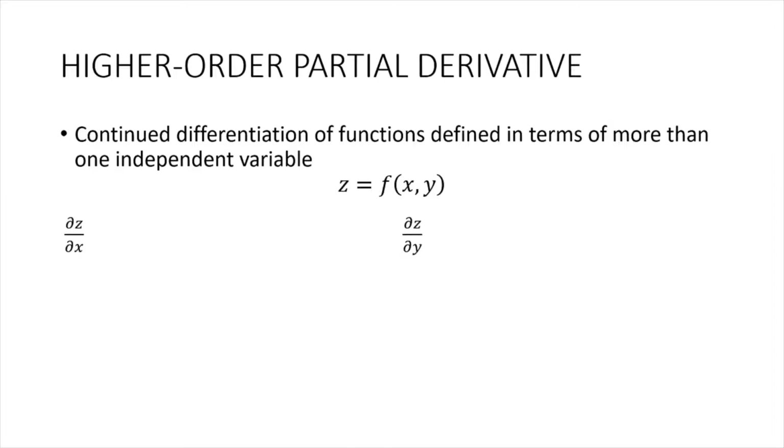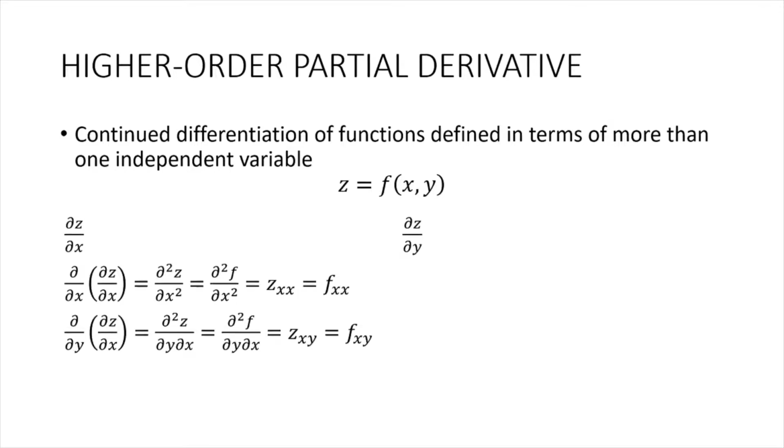So for the first one, with respect to x, this will give us second partial derivative of z with respect to x, and then with respect to x again, or second partial derivative of z with respect to x and then with respect to y, all right?